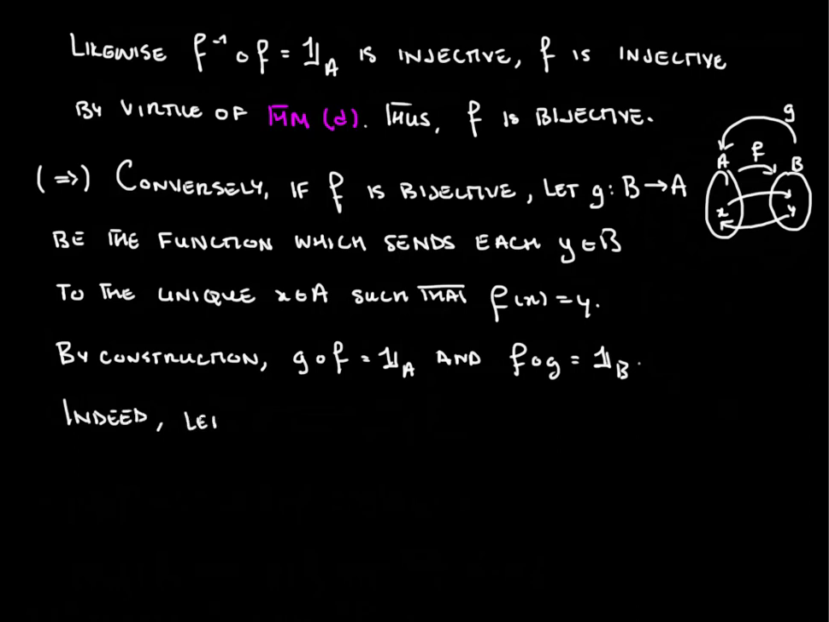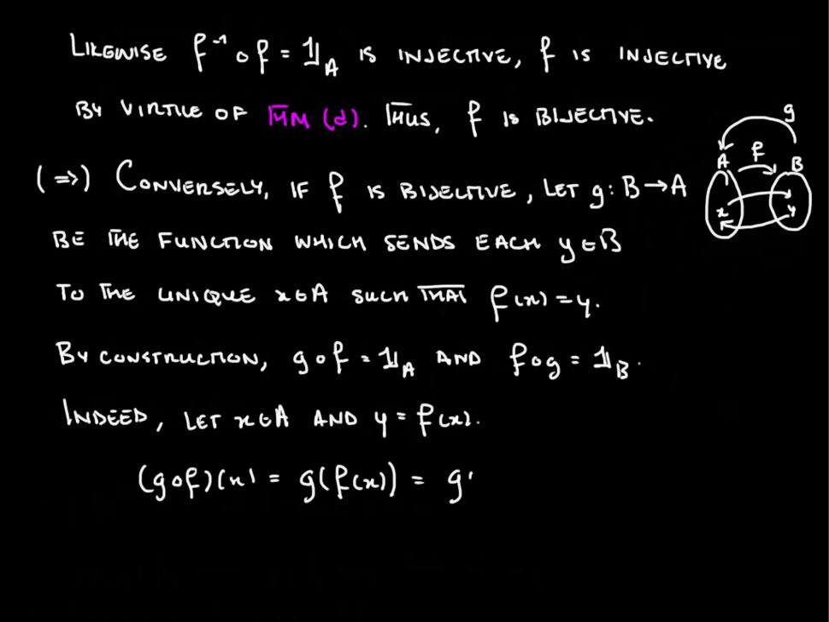We're going to take an element x that is in A, and we're going to define y to be the image of x under f. So when we take g circle f of x, by definition of composition, this is equal to g of f of x. We want to show that this is equal to x. So g of f of x is g of y. And g sends y, the element y that is in B, to the unique x in A such that f of x is equal to y. So g sends y back to x.